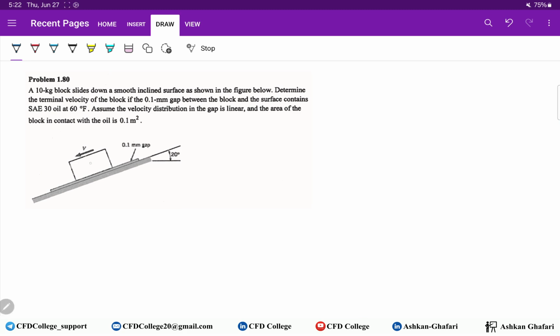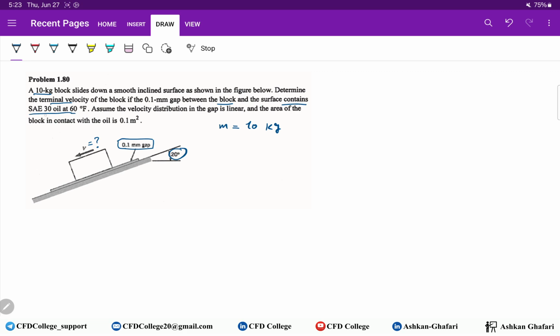Here in this problem we have this block. We know its mass is 10 kilograms. It slides down a smooth inclined surface, so it's a smooth inclined surface with the angle of 20 degrees. We determine the velocity of the block. So we should find this velocity. We know this gap is 0.1 millimeter between the block and the surface.